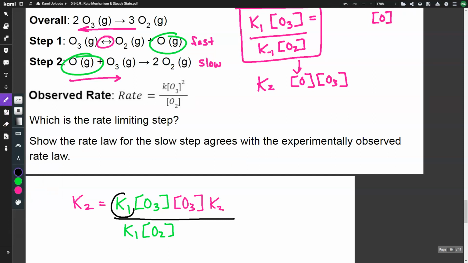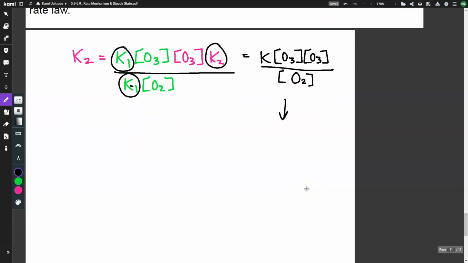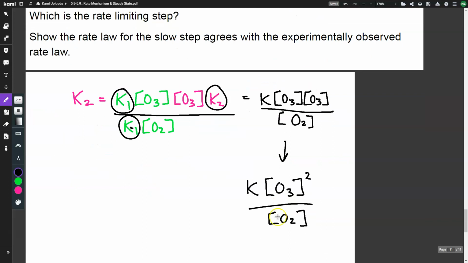So we've got K1, K minus 1, and K2. Those are all going to combine into K. So let me rewrite that. We have K, and then we have O3, O3, and then O2. We can simplify this even further by combining the O3s. So we'll end up with K O3 squared, and then O2 in the denominator. And would you look at that? It matches up with what we have here. So we must have done something right.